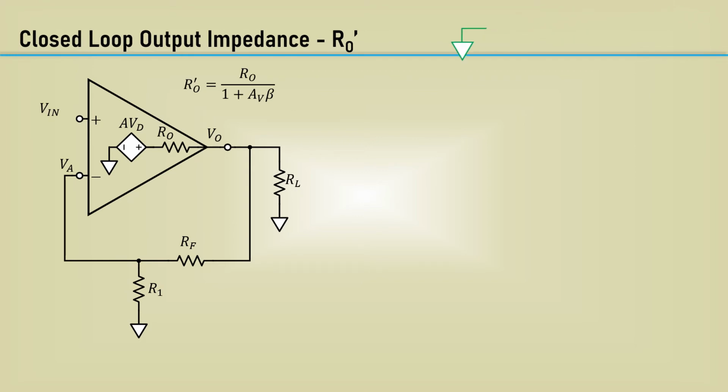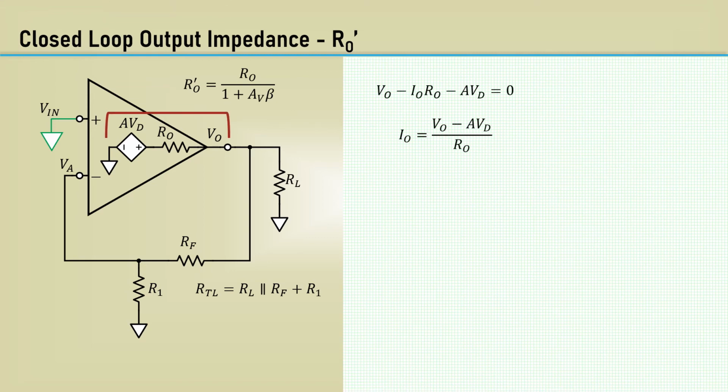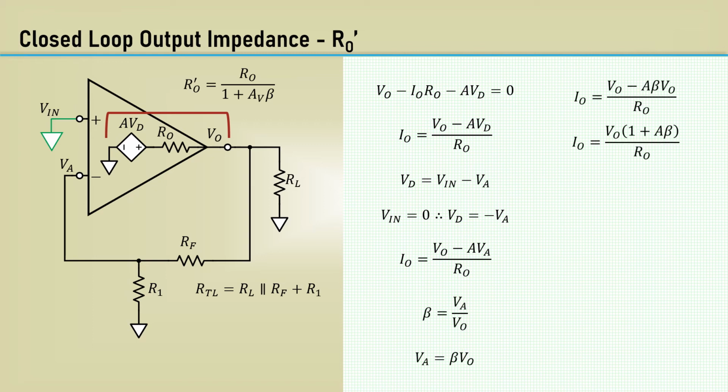We will start by grounding the non-inverting input terminal. Also note, the output load resistance will include the feedback loop components as well. Using KVL, we can write a loop equation through the op-amp and rearrange to solve for output current. The differential input voltage is Vn minus Va, and since Vn is 0, Vd equals minus Va. And then substitute Va in place of Vd. The feedback factor beta is Va over Vo, and we can replace Va with beta Vo and factor out Vo.